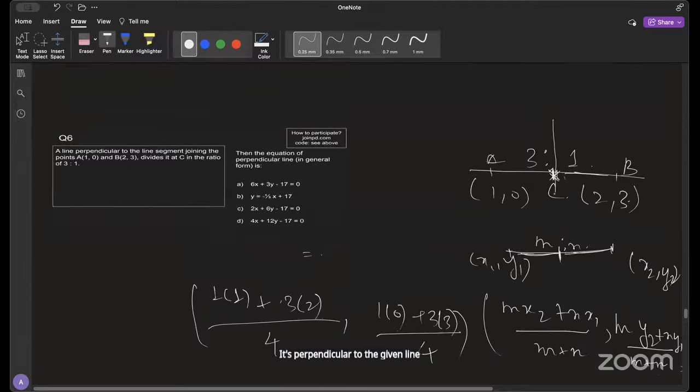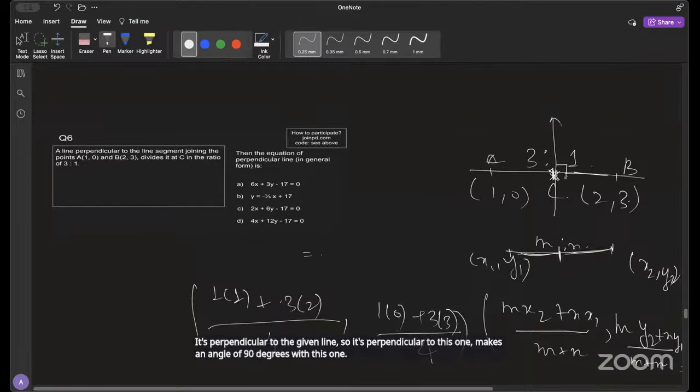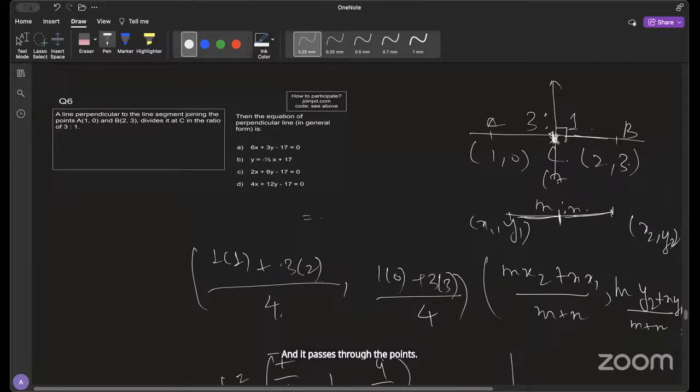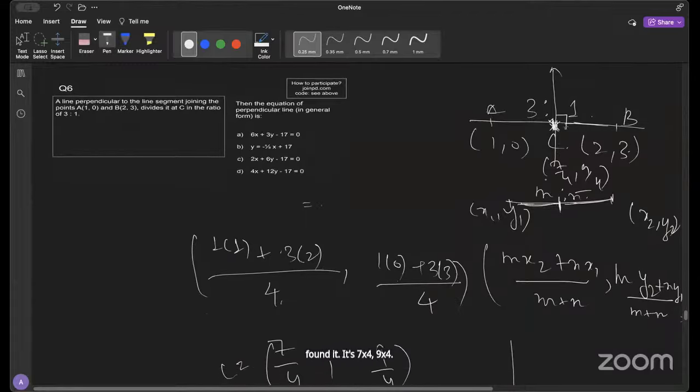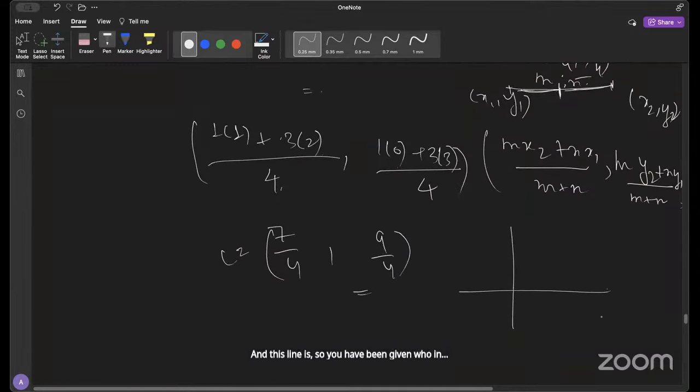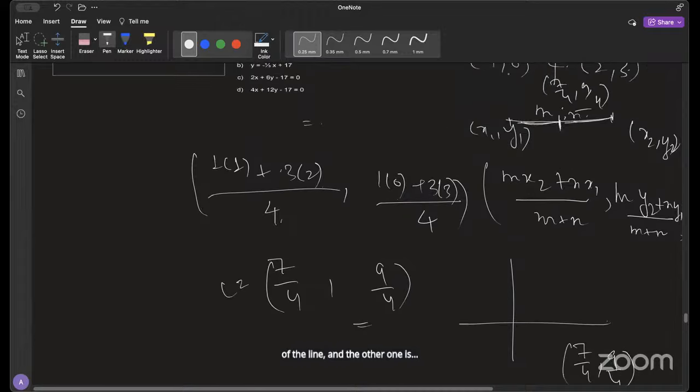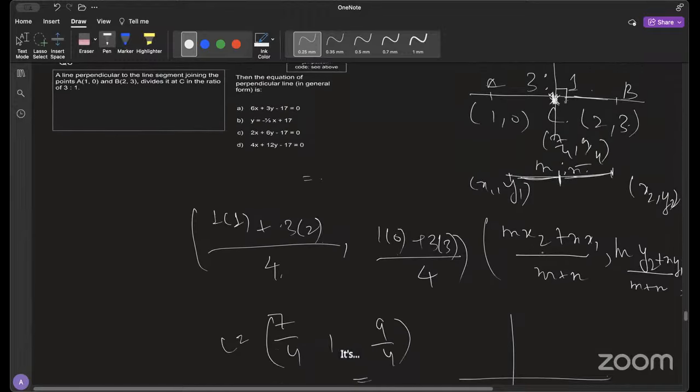So it's perpendicular to this one, makes an angle of 90 degrees with this one, and it passes through the point C, which is 7 by 4, 9 by 4. We just found it. And for this line, you have been given two pieces of information: one is the point it passes through, and the other is its slope, right?